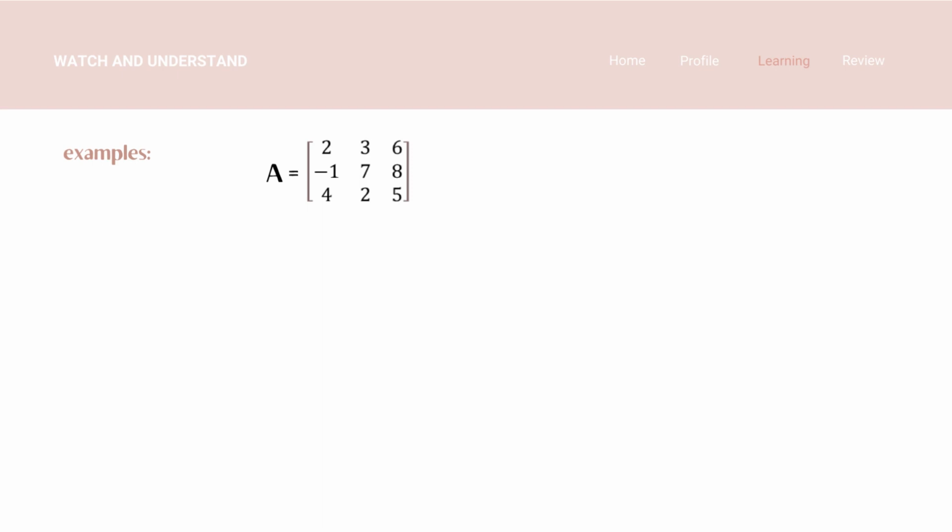Here's another example. Let matrix A be equal to a 3 by 3 matrix that has elements of 2, 3, 6 in the first row, -1, 7, 8 in the second row, and 4, 2, 5 in the third row. And then matrix B is also a 3 by 3 matrix that has elements of 1, -4, 10 in the first row, 2, 13, 1 in the second row, and -2, 3, 7 in the third row. Now, solve the sum of A and B.